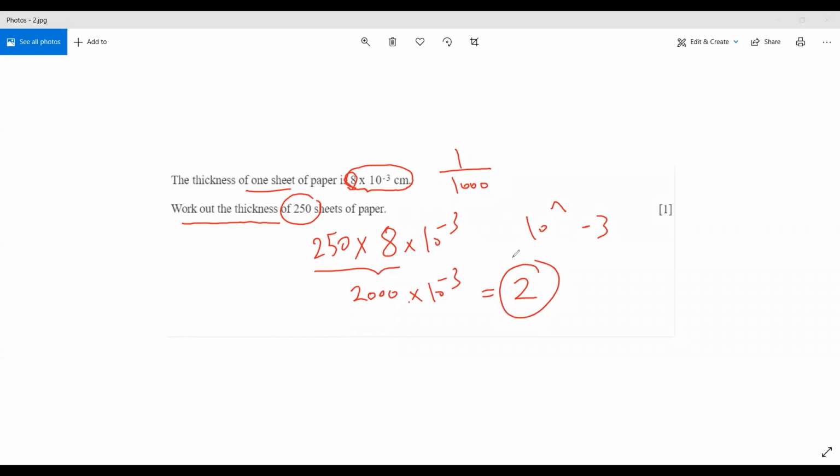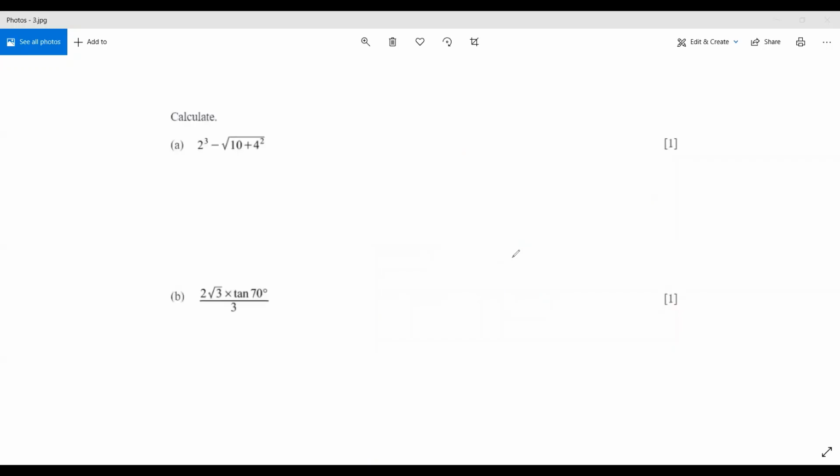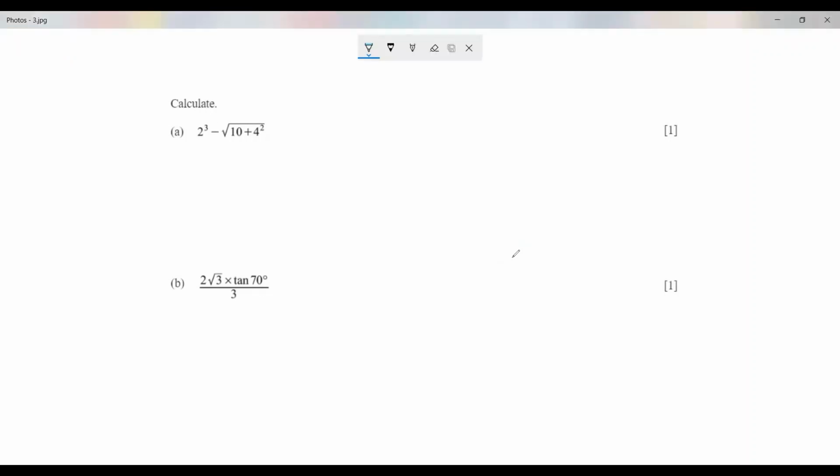So, moving on to the next question. Okay, another arithmetic operation. I just want to highlight something here: when you're dealing with a square root, usually when you key in the square root button, anything after that goes under the radical. For example, here, 2 to the power of 3, we don't have a problem with that. You key it in, then the minus sign, and then the square root of 10. And then if you continue with plus 4 raised to the power of 2, the problem is that this part right here is not under the radical.